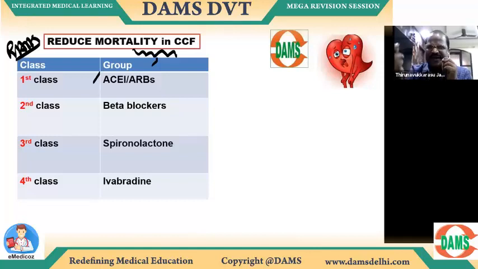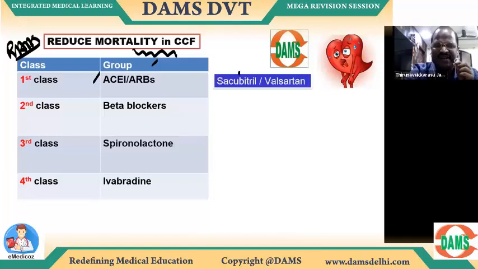Can you please come on, ready, chat with me? We have one ARB plus one drug called sacubitril, very important. Valsartan is an ARB. Sacubitril is a neprilysin inhibitor, a selective neprilysin blocker. This is also useful for heart failure.